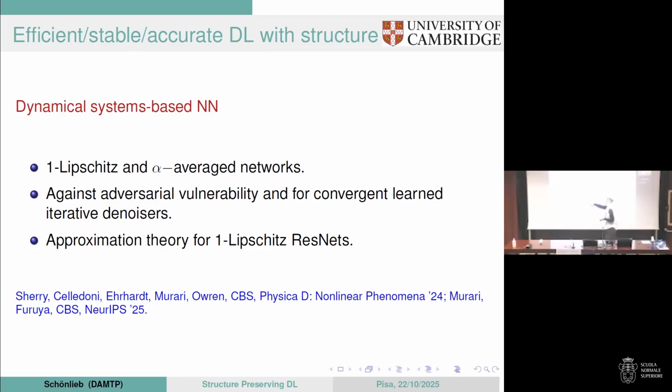And then I have something, just a one-slider to tell you about approximation theory for one Lipschitz neural networks, if there is time.